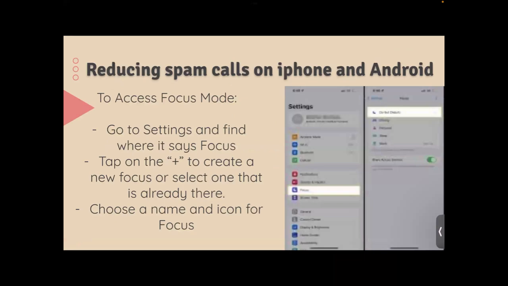So, reducing spam calls on iPhone and Android. To access focus mode, this is mainly for iPhone right now, you'd go to settings and find where it says focus. If you search for focus in the settings, it should pop up there, and it has an icon of a little crescent moon. Then, when you tap on the plus, once you get into focus mode, you can create a new focus or select one that you already have.